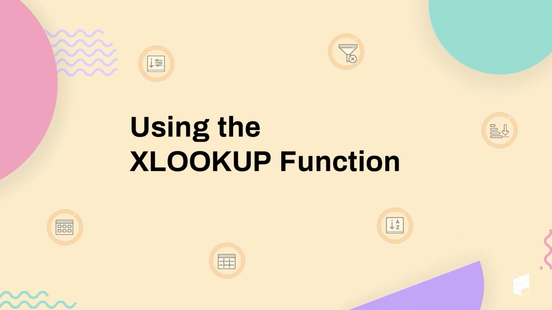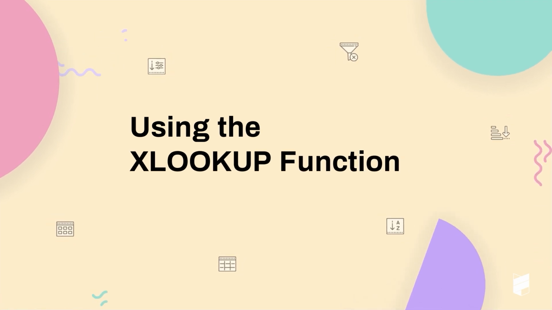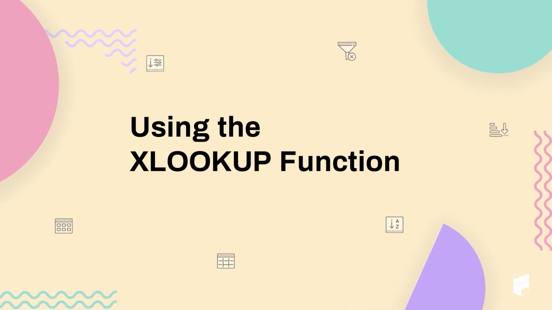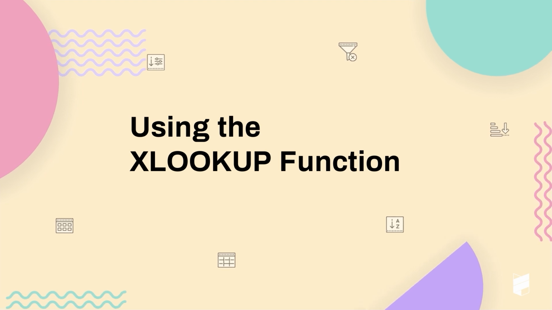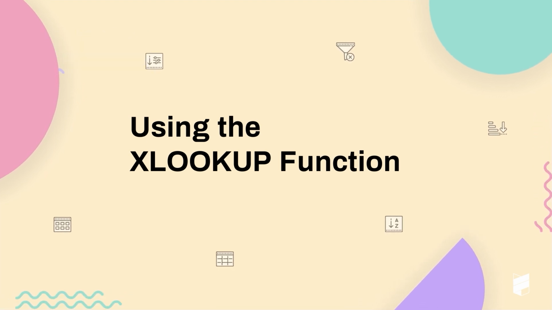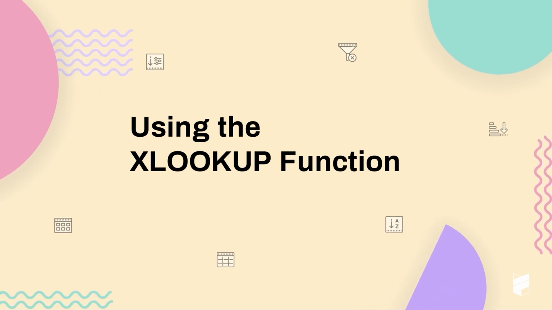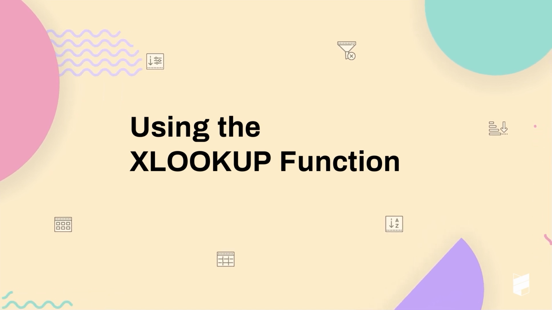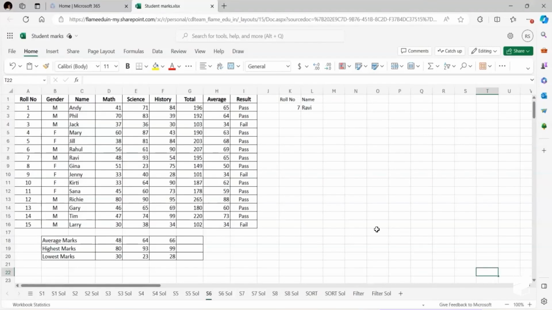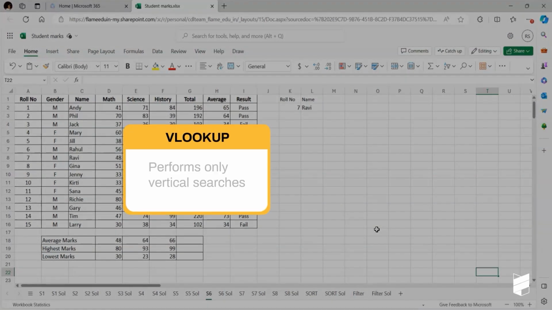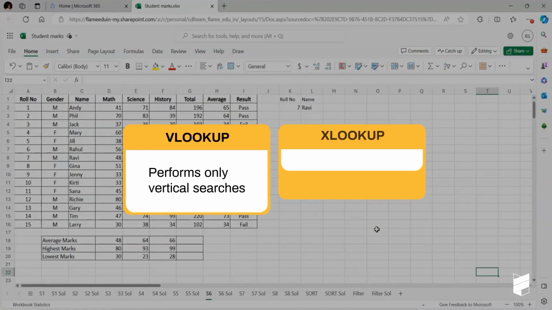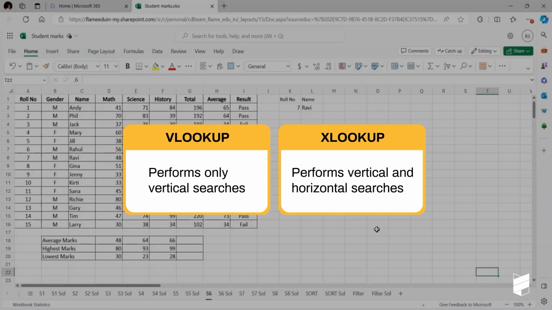Let's move on to learn about the XLOOKUP function, an enhanced version of the VLOOKUP function introduced by Microsoft in 2019. The XLOOKUP function offers more flexibility and capabilities for searching and retrieving data in Excel. The XLOOKUP function is a versatile tool that can handle various lookup scenarios with ease. Unlike the VLOOKUP function, the XLOOKUP function allows you to perform both vertical and horizontal searches.